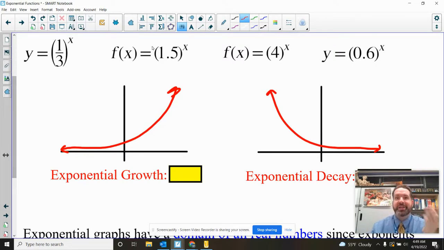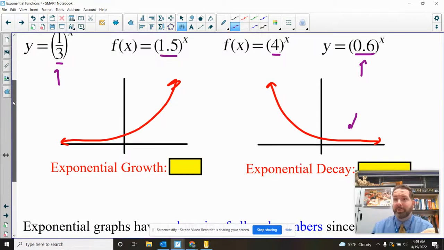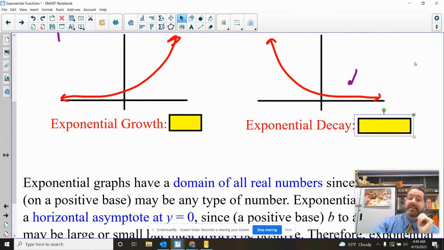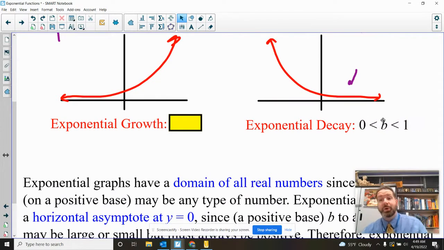How can you tell which is which if you don't have the picture in front of you? It's very simple. You look at the numbers that have the x as the exponent. Turns out, what did we see? This one and this one ended up being exponential decay. Well, 1/3, that's a pretty small number. 0.6, that's a pretty small number. Specifically, it's a number that is between 0 and 1. If you put a number between 0 and 1 as what we call the base of your exponential, you're going to get exponential decay.